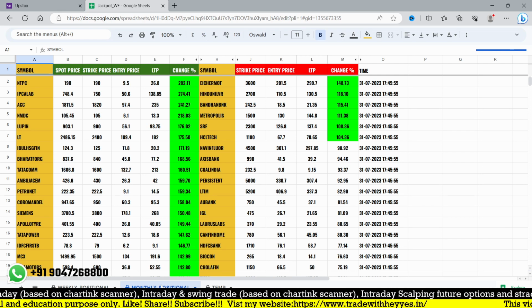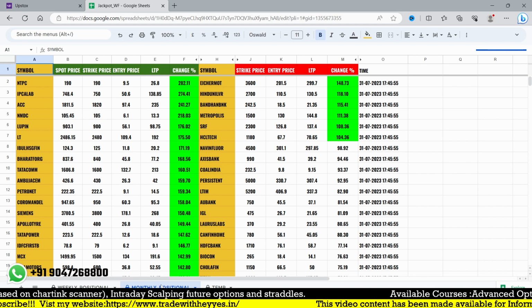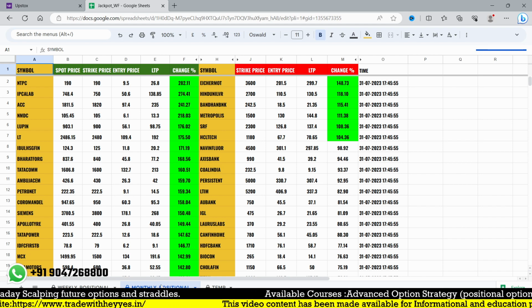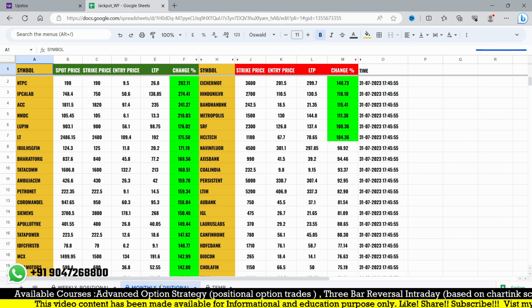And one more thing, the weekly positional sheet was already updated today morning. So one entry which we are finding out. By using the weekly sheet, we have to find 1 or 2 opportunities. That's good enough. Monthly is going to be updated tomorrow.